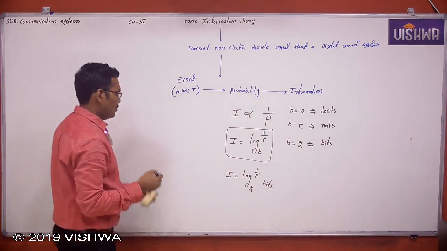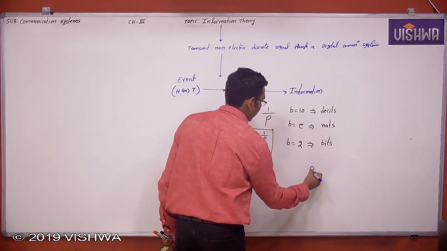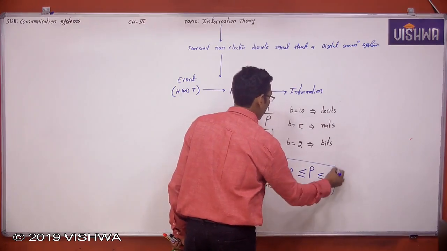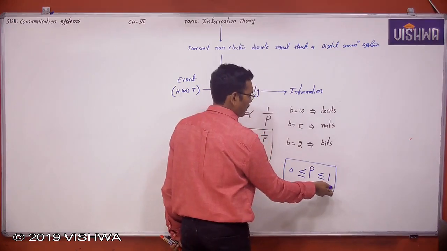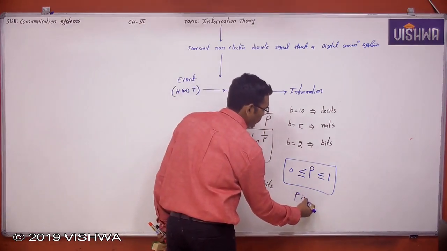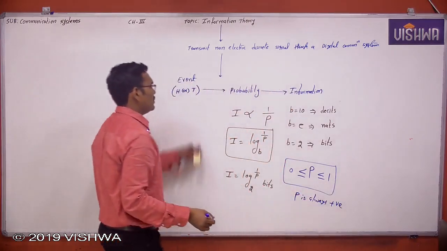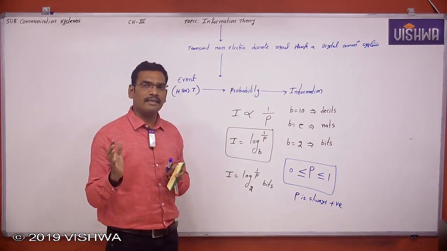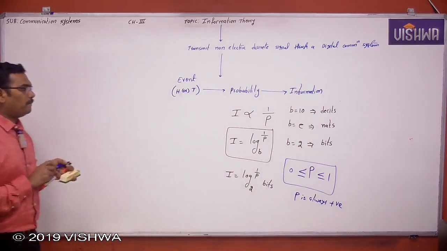You know that the probability of an event lies between 0 and 1. If the event is not possible, the probability is 0. If the sum of all the possible events equals the total occurrence, then the probability equals 1. And the probability P is always positive. So this is the information theory concept, converting non-electrical discrete signals into ones and zeros, which is nothing but information.